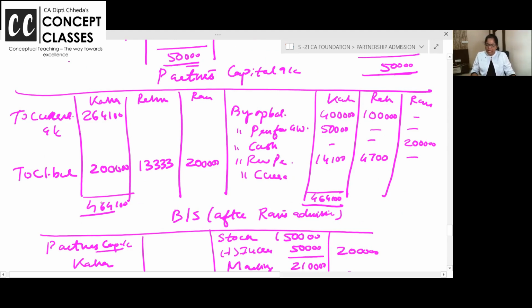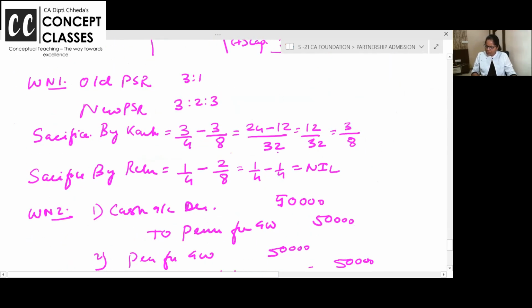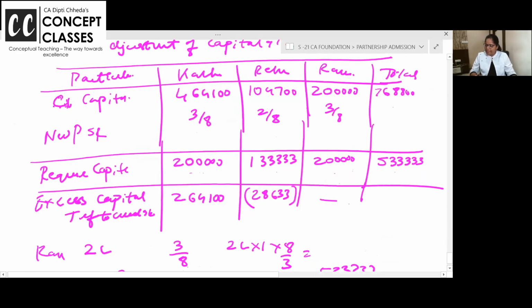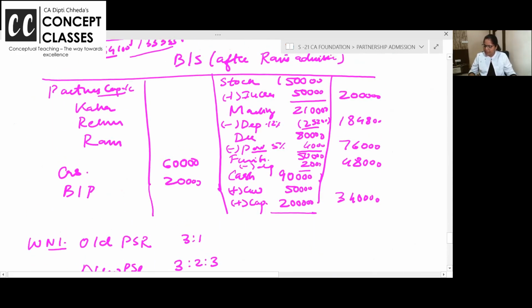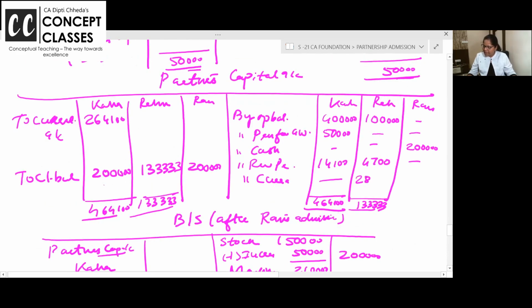464 is the capital and you want it to be only 2 lakhs, so give 264. Rahman, you have to bring from the current account. If you want your capital to be 133,333, you will have to bring from your current account. How much money should Rahman bring? 28,633.